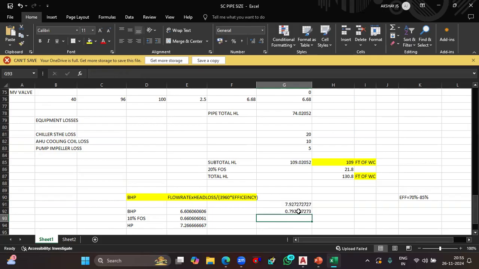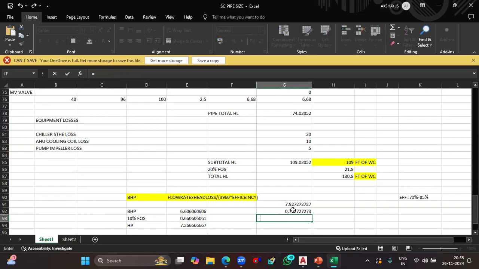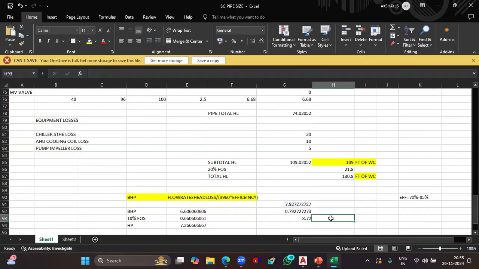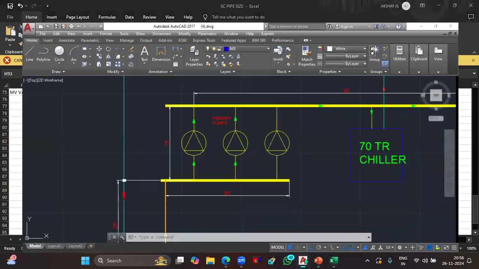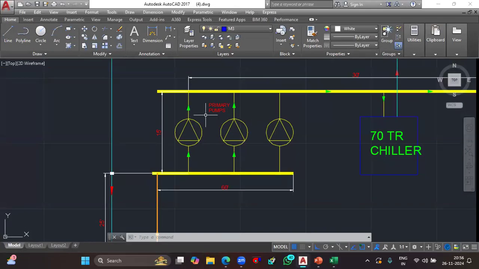Okay, so that's like 0.79. Then add up both values. That's like 8.72. So approximately I need a 9 HP motor inside the project itself. That means once again, for a single pump assembly, I need a 9 HP machine. Or in other words, for the single pump, the capacity of that pump should be around 9 HP.